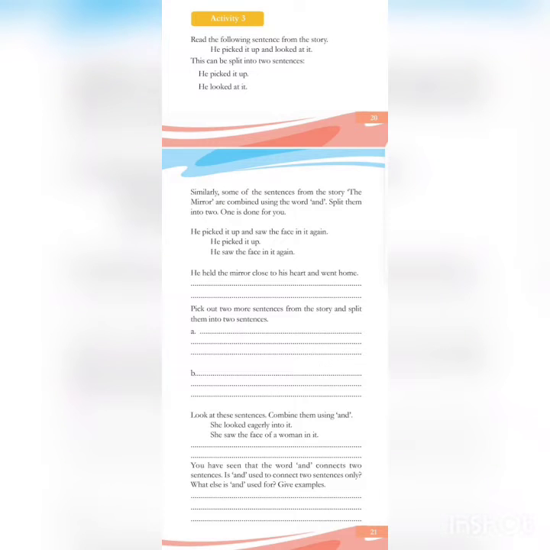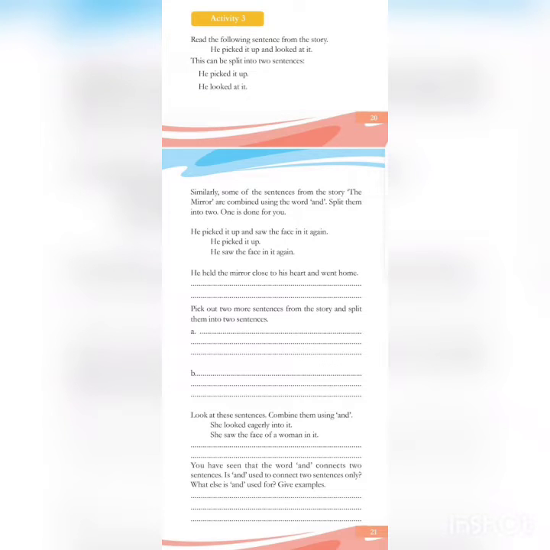Now we can go to activity 3. Read the following sentences from the story. He picked it up and looked at it. This can be split into two sentences. First sentence is he picked it up. Then the second sentence is he looked at it.